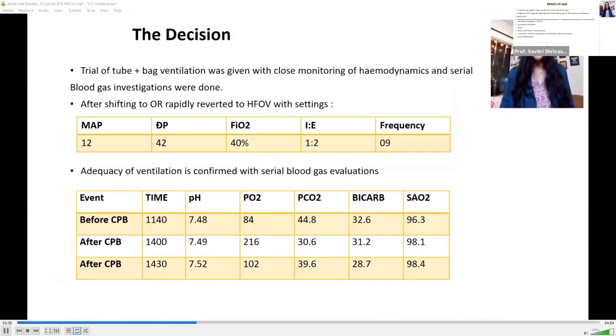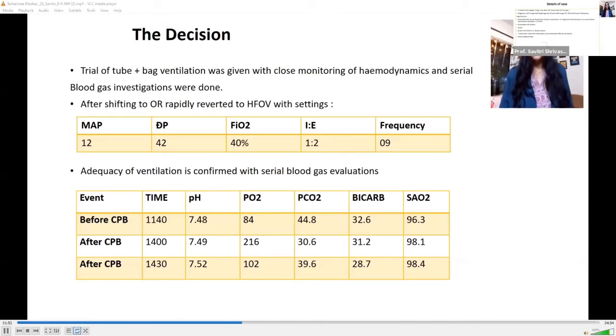The patient was given a trial of tube and bag ventilation and we monitored hemodynamics closely with serial blood gas investigations. The patient was shifted to the OR with tube and bag ventilation and reverted to HFOV with settings of MAP of 12, delta P of 42, FiO2 of 40%, I to E ratio of 1:2 and frequency of 9. The adequacy of ventilation was confirmed with serial blood gas investigations.